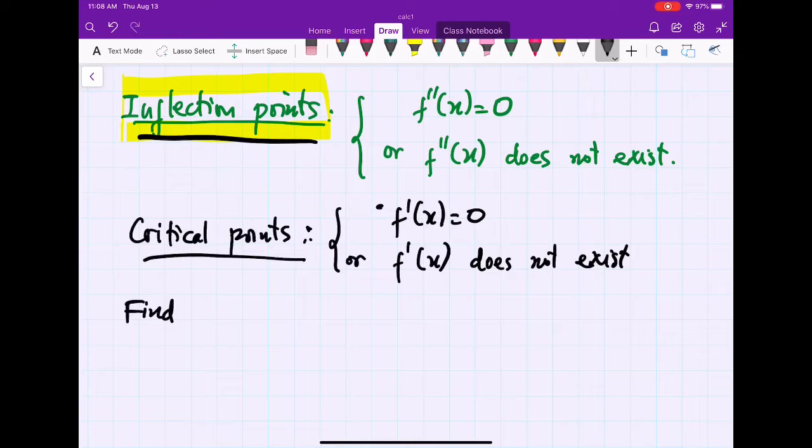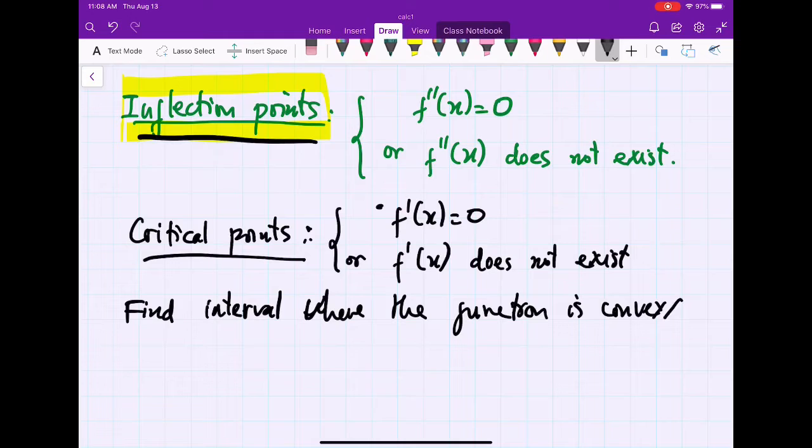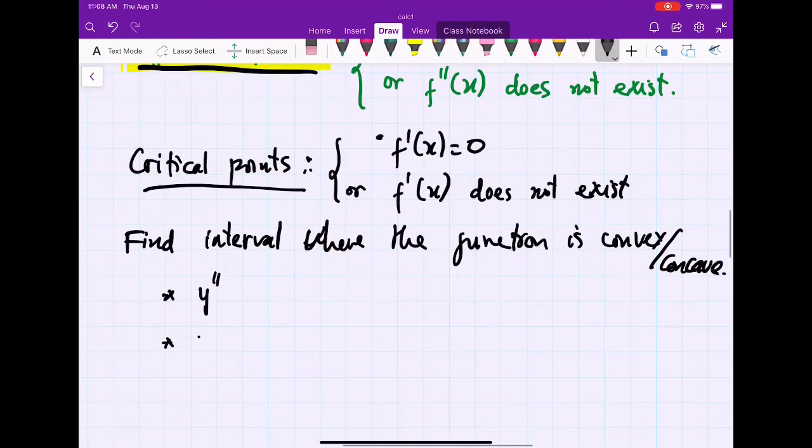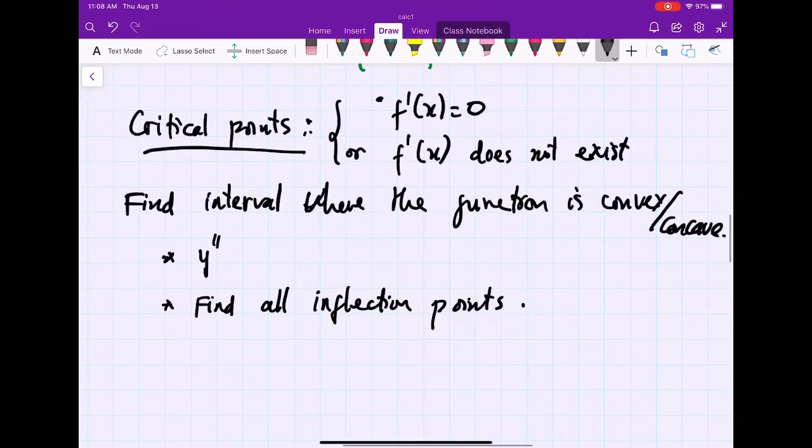So in order to find intervals where the function is convex or concave, we need to follow these steps. The first one, I need to find the second derivative. The second one, I need to find all inflection points, right? And then the last one is make a chart for the second derivative. So if you remember how we did that for local extrema, now we just do it for the second derivative instead of the first derivative.